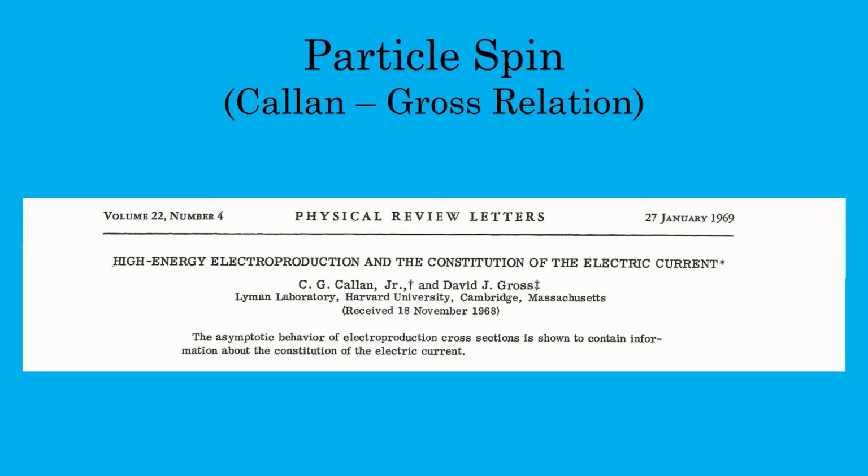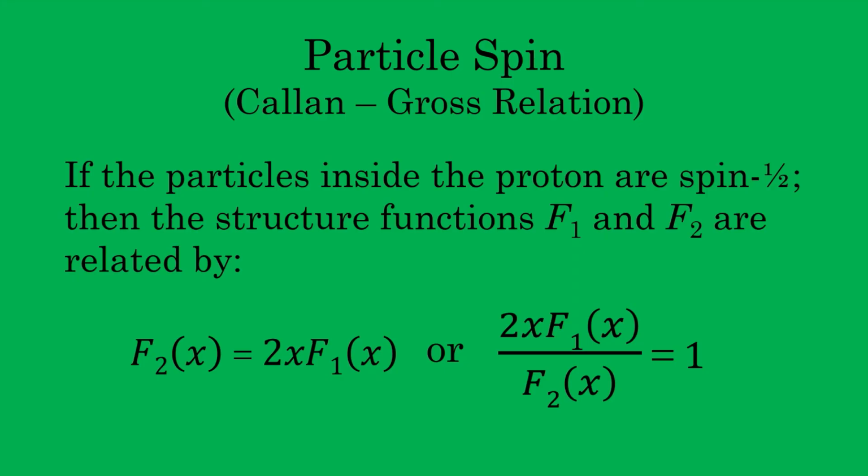Also in 1968, Curtis Callan and David Gross devised a way to determine the spin of the particles inside the proton. Using current algebra, they determined that if the two structure functions f sub 1 of x and f sub 2 of x are related by the equation f sub 2 of x is equal to 2x f sub 1 of x, or 2x f sub 1 of x over f sub 2 of x equals 1, then the particles inside the proton are spin 1/2 particles.